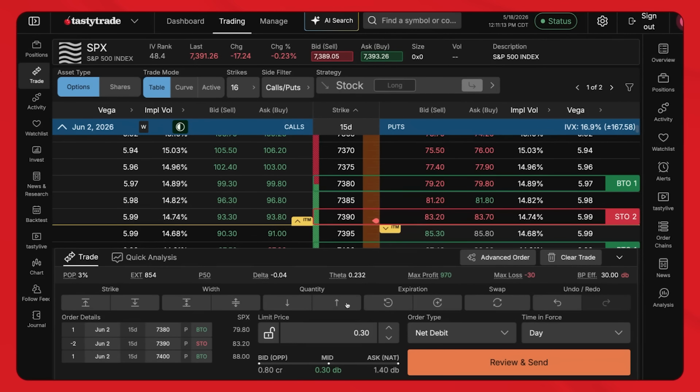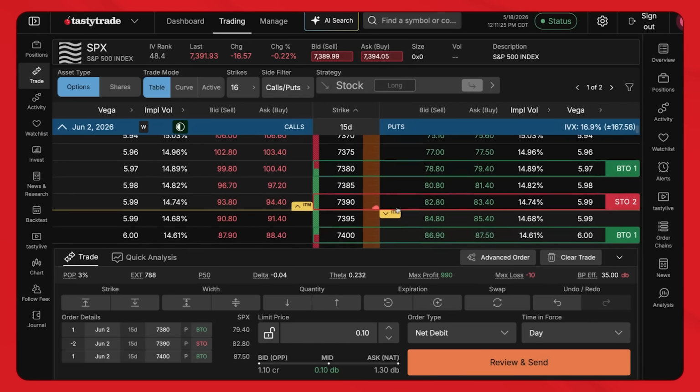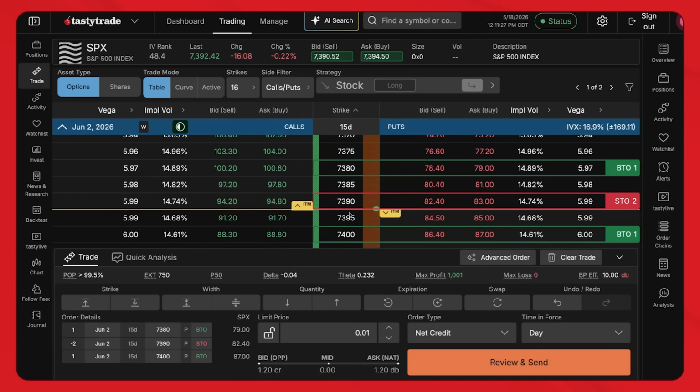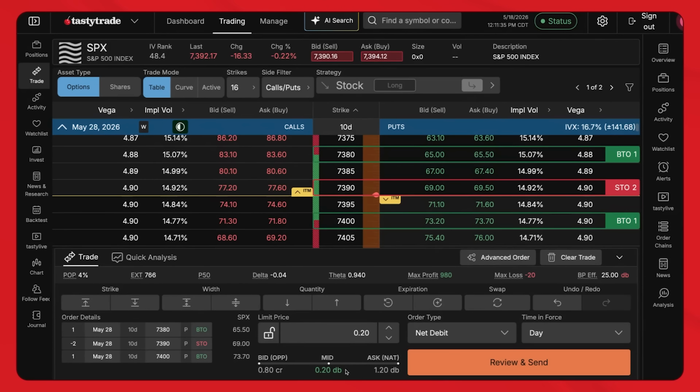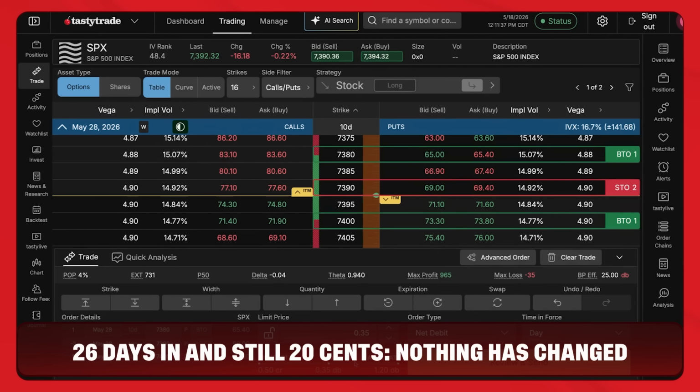Let's go down another few days. Let's go to 15 days. Now that's trading at about 30, 40, 20, 5. Okay. Really hasn't changed much in value. Oh, and I have the 7400, 7390, 7380. Go again, another couple of expirations down to 10 days. 25 cents. This butterfly is not increasing in value.